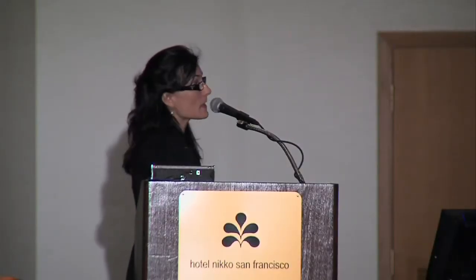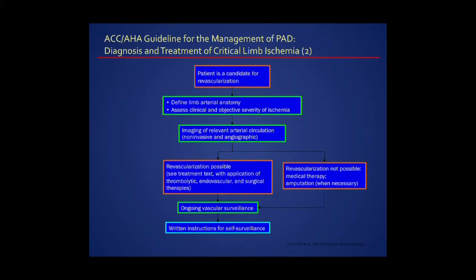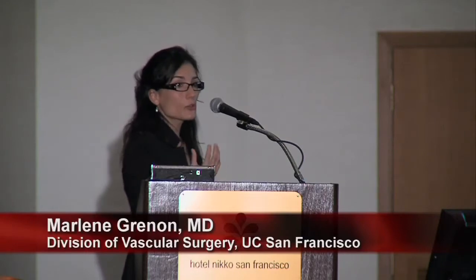In the setting of critical limb ischemia, which we've discussed this morning, there should be an early referral to the vascular specialist in order to provide the best possible revascularization if the patient is a candidate for revascularization. And then going on to surveillance to make sure that there's no recurrence of the lesions or the ulcers. Now, what else from the standpoint of medical treatment can we do?